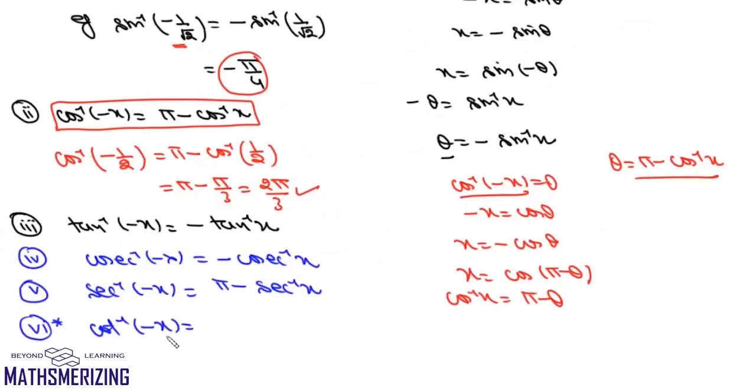Cot inverse of minus x is not the same as tan inverse of minus x. So it is not minus cot inverse x. It is actually pi minus cot inverse of x. And the reason for that is the principal value range for tan inverse is minus pi by 2 to plus pi by 2, and the principal value range for cot inverse x is from 0 to pi. So tan inverse is negative in the fourth quadrant, whereas cot inverse is negative in the second quadrant. So we have to get the result in the second quadrant, and that is the reason it is not minus cot inverse x, but pi minus cot inverse of x.